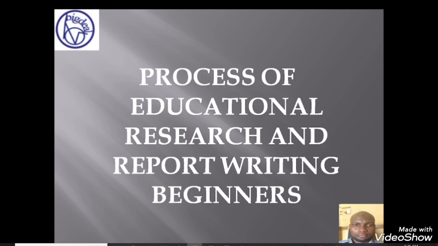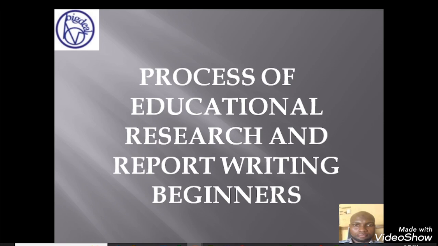Step 2 is that you review related literature, that is, read books, articles, and past research to get information. Step 3 is that you formulate a research question or hypothesis, specific, clear, and researchable. Step 4 is that you choose a research design, deciding whether you want to use qualitative or quantitative methods.